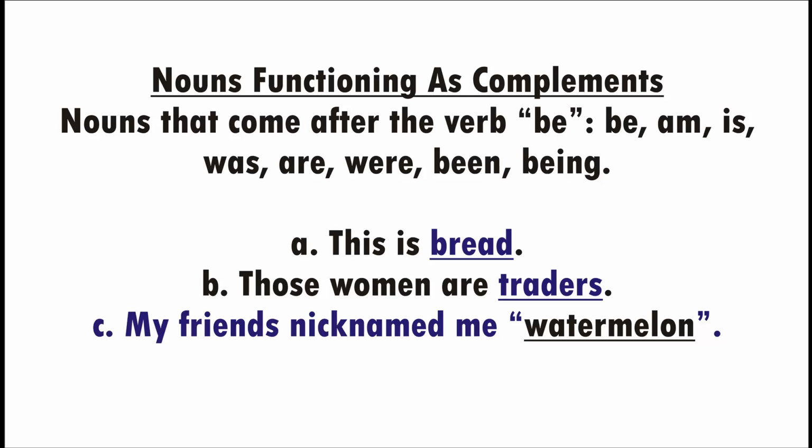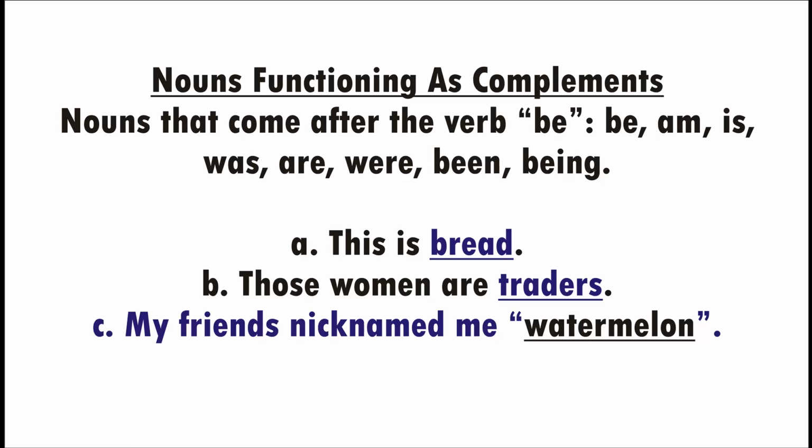We have some other verbs that express state of being. Verbs such as seem, taste, become, feel, smell, sound, appear, etc. These verbs also express the state of being. So when a noun comes after any of these verbs, we regard that noun as a complement. For example, let's look at example A. This is bread. In this case, bread is a noun that functions as complement because it is coming after the verb is.